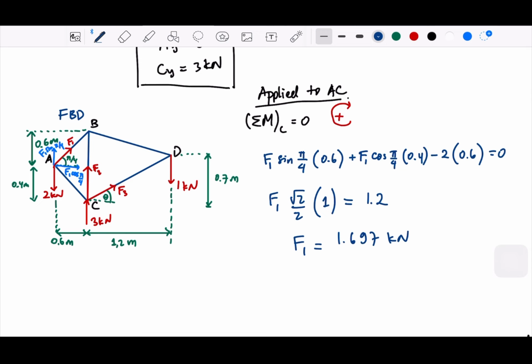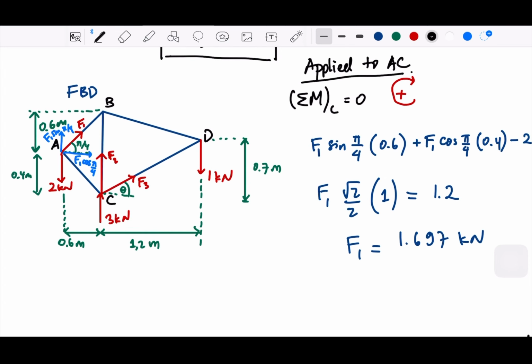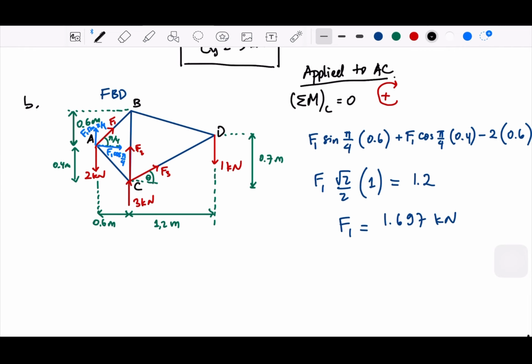Now we could go for the next one. The next one is the equilibrium at B. Okay, let's say, so we take the sigma moment at B.